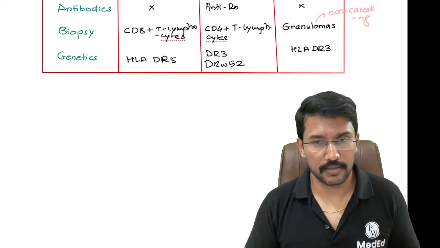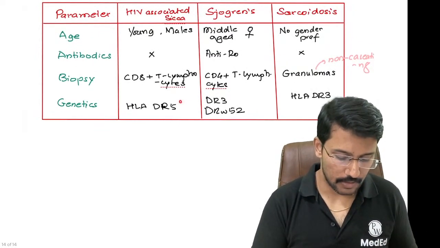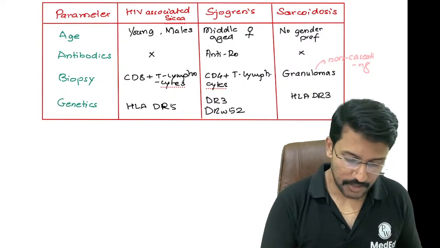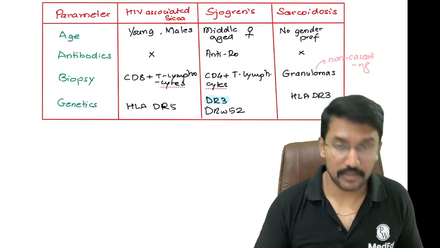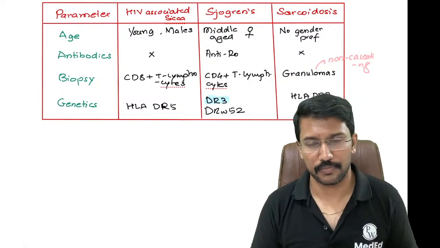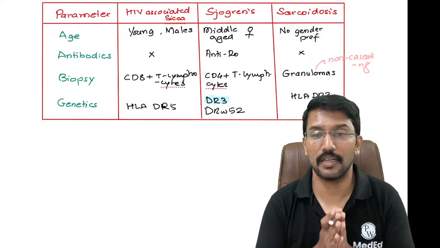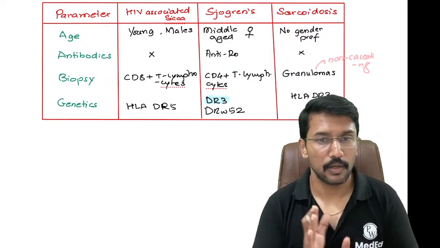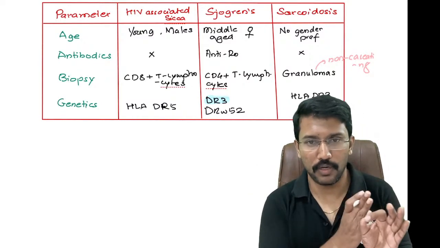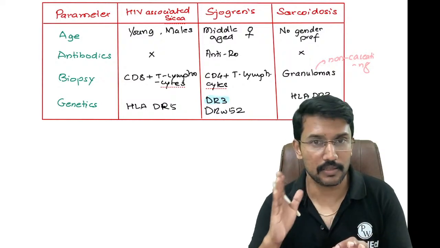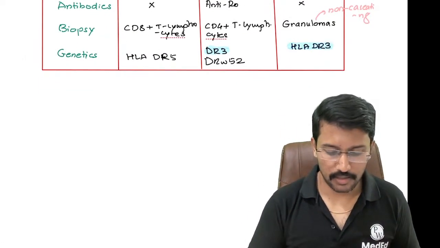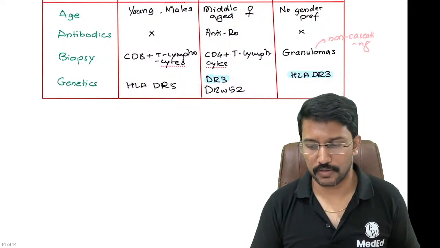When it comes to genetics, right? HLA-DR5 increases the risk of developing HIV-associated Sicca syndrome. Then HLA-DR3 particularly increases the risk of developing Sjögren's. Please remember, when we spoke about SLE also I told you SLE, DR2, DR3, right? DR4 is protective. So DR3 not only increases the risk of SLE but also increases the risk of developing Sjögren's syndrome. Similarly, the same DR3 increases the risk of developing sarcoidosis, right?